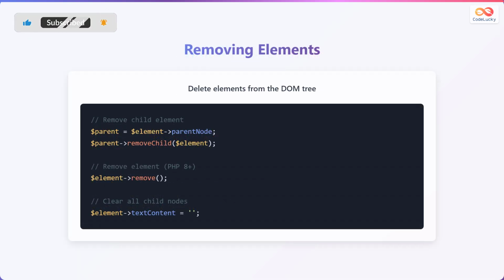When it's necessary to restructure the XML document, you can remove elements from the DOM tree. Here's how to delete elements. To remove a child element, first get the parent node of the element using the parentNode property. Then call the removeChild method on the parent node, passing the element to be removed as an argument. In PHP 8 and later versions, you can directly remove an element using the remove method. To clear all child nodes of an element, you can set the textContent property to an empty string. These methods provide flexibility in removing elements and cleaning up the XML structure.